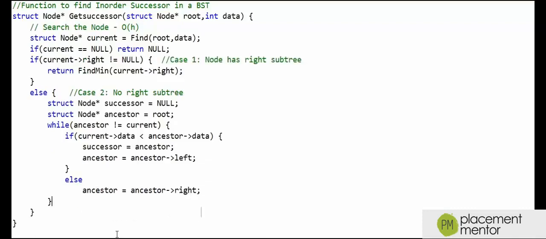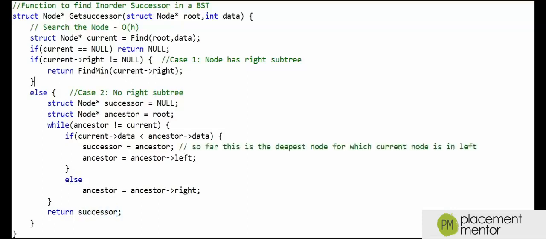When we come out of this while loop, successor will either be null or it will be the address of some node. Not all nodes in the tree will have a successor. Node with maximum value will not have a successor. After coming out of this while loop, we can return the successor. So this is my getSuccessor function, and I think this should work. You can find link to complete source code in the description of this video.